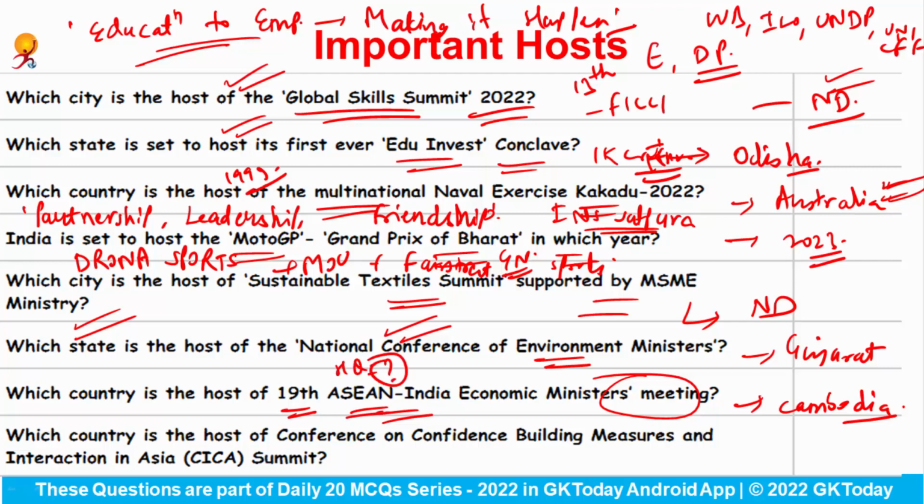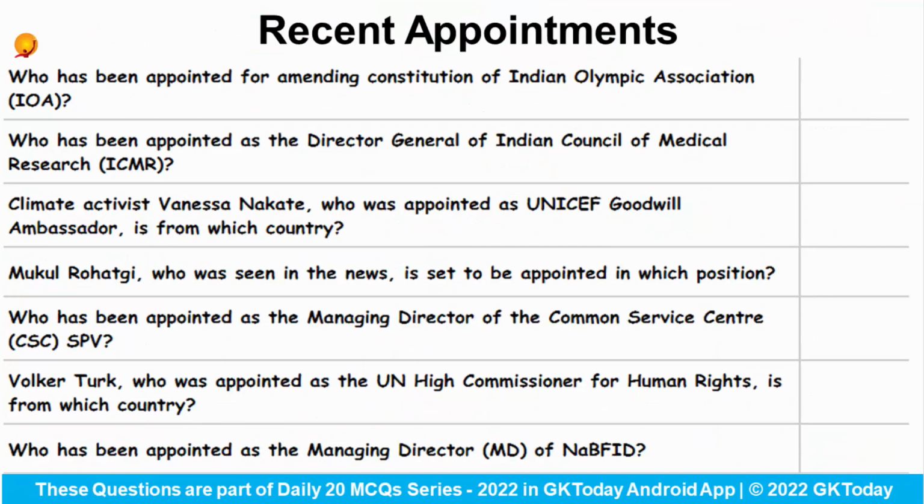Which country is the host of Conference on Confidence Building Measures and Interaction in Asia, that is CICA Summit? This is the country Kazakhstan. Anyways, the new capital of Kazakhstan is now Astana. Don't forget it. Okay. Now let's talk about the recent appointments. Who has been appointed for amending the constitution of Indian Olympic Association?